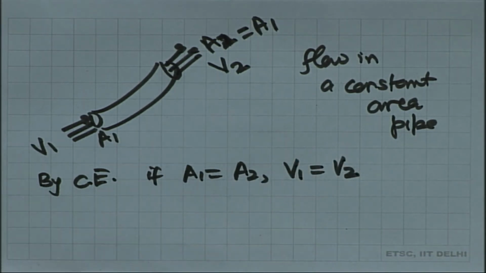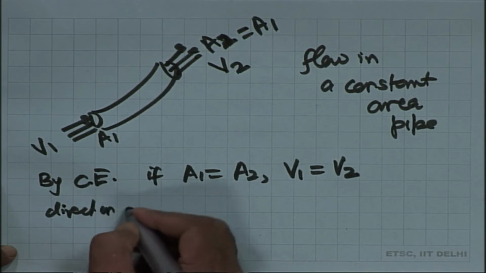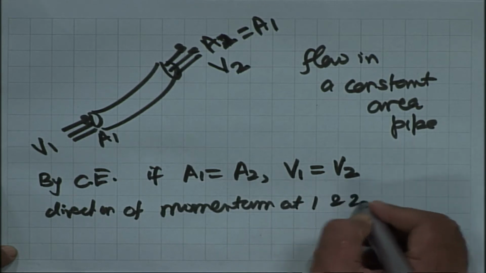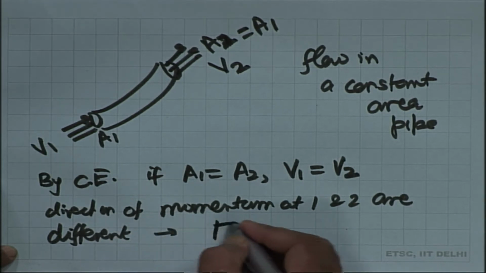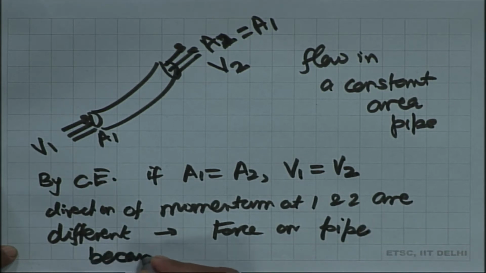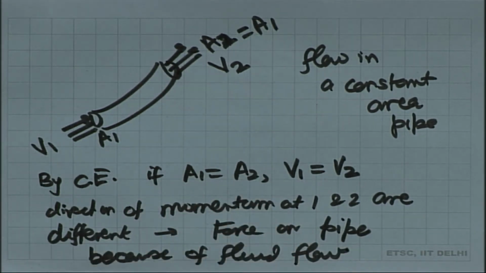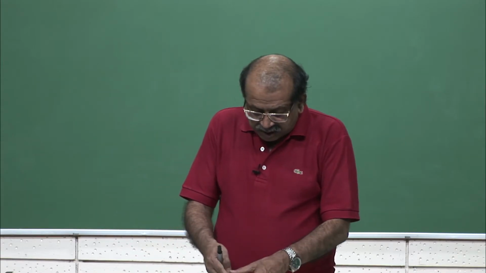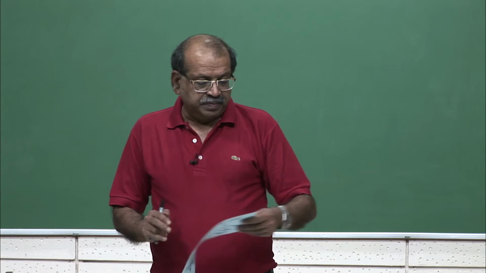So, the magnitude of the momentum efflux is the same, but the direction of momentum at 1 and 2 is different, and this will cause a force on the pipe because of the fluid flow, even if the pressures are the same. Pressure could also cause a difference, but just the momentum itself, even though the magnitude stays the same, the change in the direction is what causes the force.